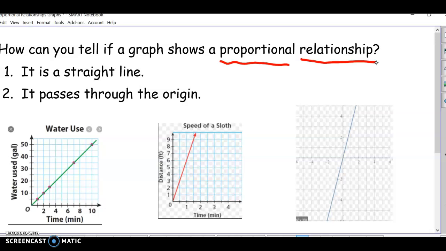Okay, so if I look at these three, all of them are straight lines. And they're a little bit different, but they all pass through the origin and are straight lines. So those are three examples of proportional relationships on a graph.